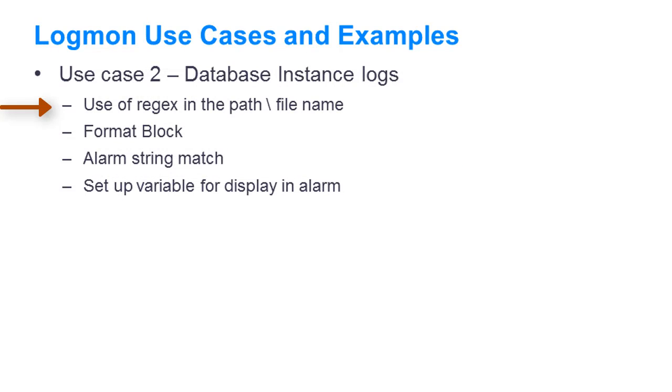In this second use case, we will use Regex to match the path and file name, as we want to use a single profile in Logmon to monitor multiple database instance log files that reside in different directories and have different names but do have a similar naming convention. We will then set up a format block to capture multiple lines of information, which will treat them as a single section. Next, we will set up a string match to generate the alarm information that we're looking for, and we will then set up a variable to display the dynamic information in the alarm.